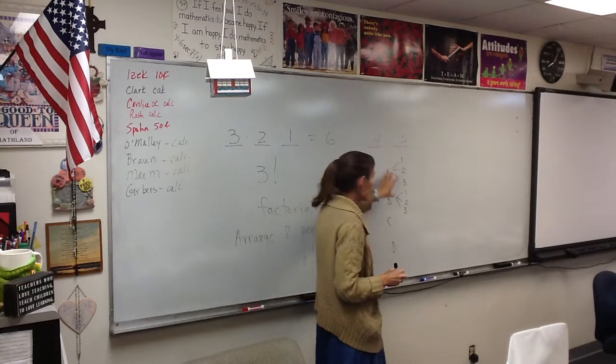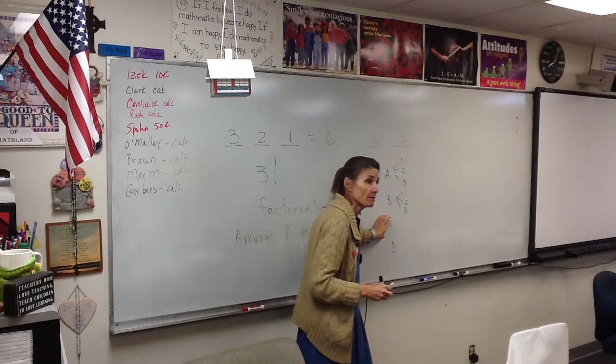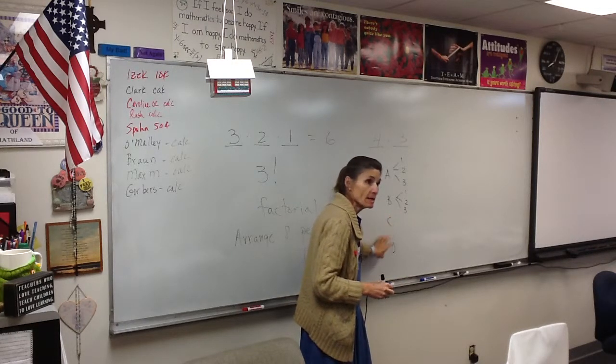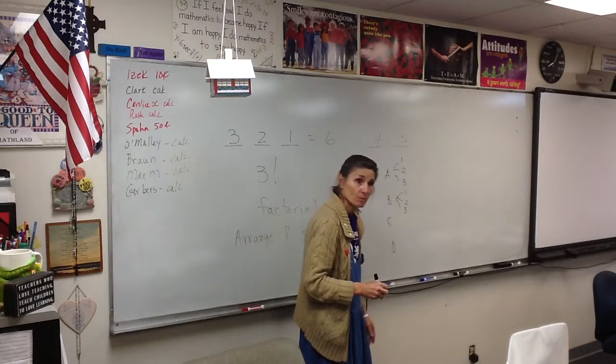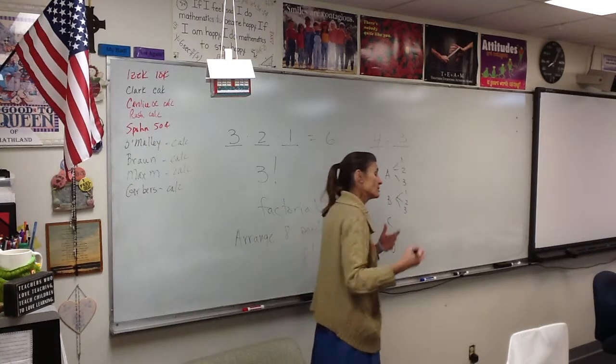So there's 3 here, there's 3 here. How many are there going to be here? 3. And how many are there going to be here? 3. So how many are there altogether? 12. 4 times 3. Here's another example.